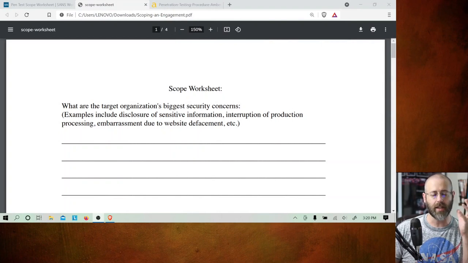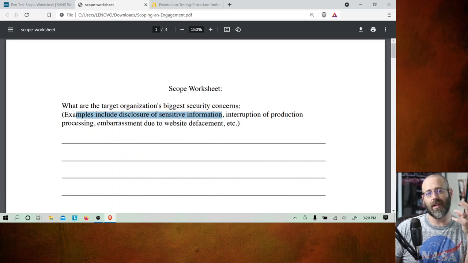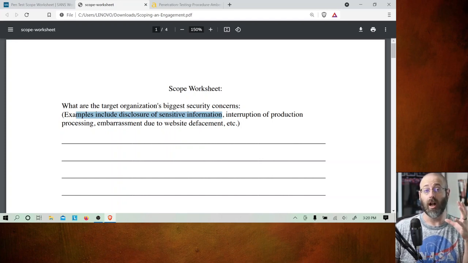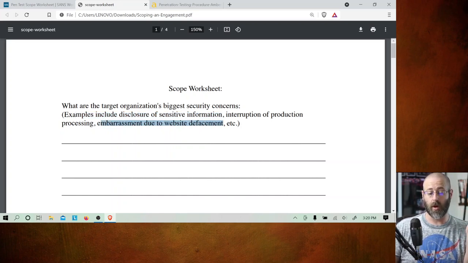And it's wonderful because it does contextualize what's going on. So it says, what are the target organization's biggest security concerns? Examples include disclosure of sensitive information. Might not be a good idea that we do that. And if that were to occur, there would be biblical type grief, right? That rending of clothes and throwing of ash on your head, not eating and just standing in the street doing that. It's fun if you read that stuff. It's always interesting to see how people mourn a loss in the Bible. So: interruption of production processing, embarrassment due to website defacement, etc.